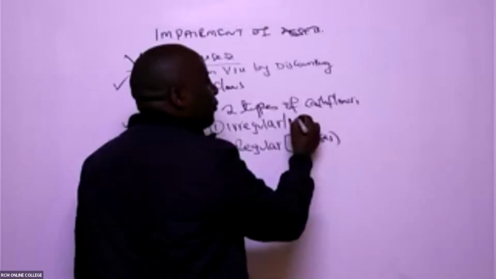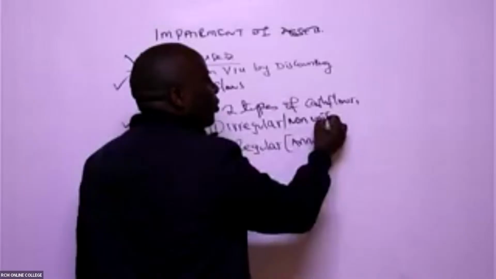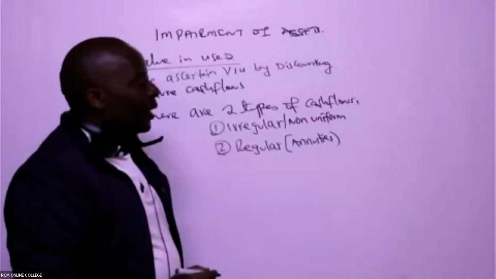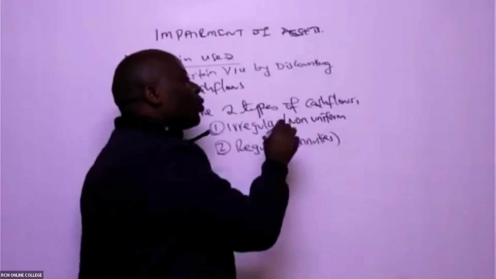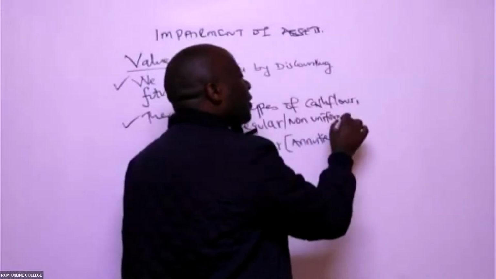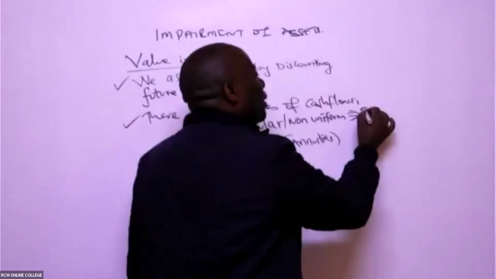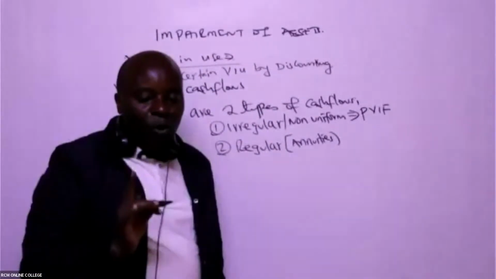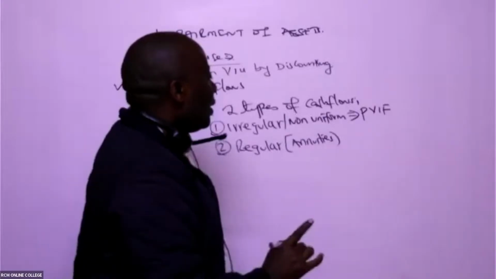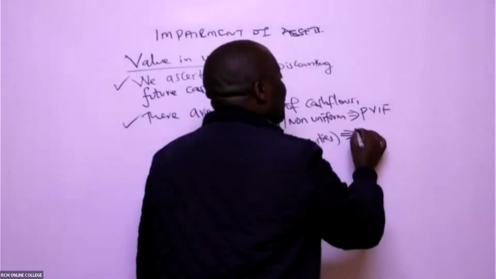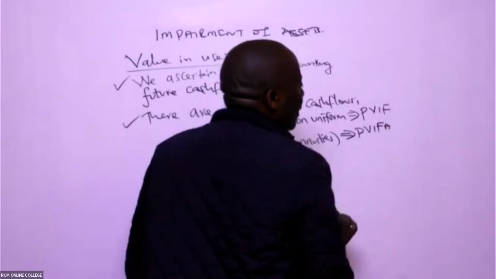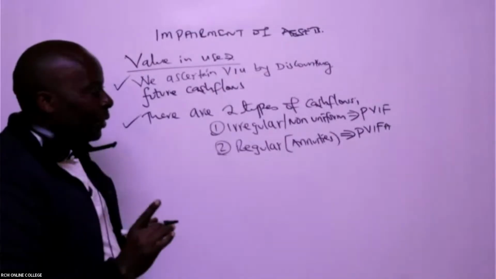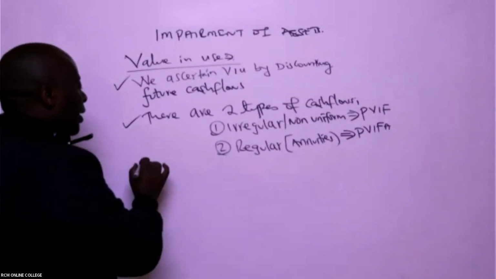Annuities. Irregular means non-uniform. And now the most important thing is for you to appreciate how we discount the two. If it is irregular cash flows, we shall be using what we call PVF. If it is regular cash flows, then we shall be using what we call PVFA. So we have PVF, and number two, PVFA.